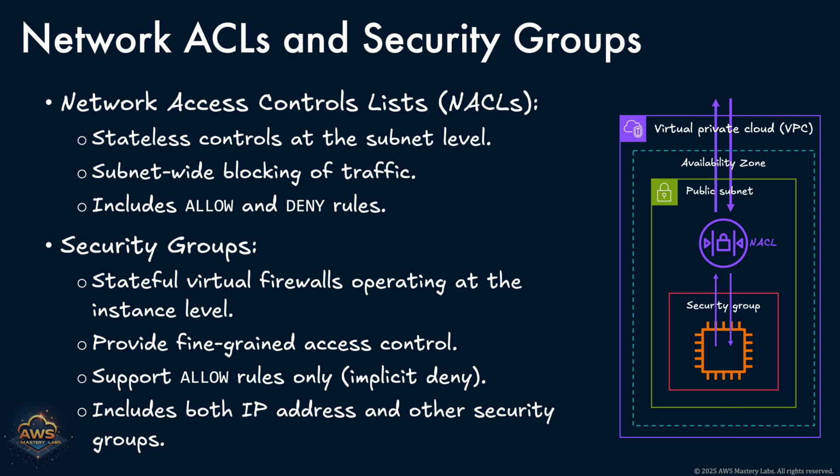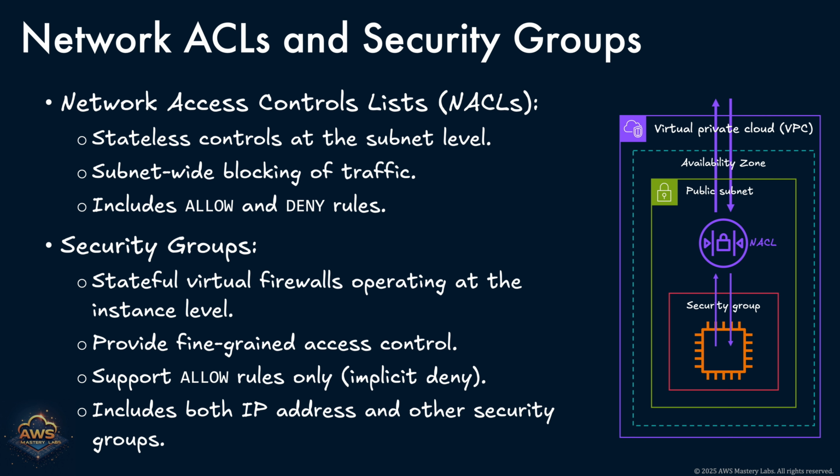Security groups follow an implicit deny model, meaning only explicitly allowed traffic is permitted. They're ideal for fine-grained access control, such as controlling which ports or IPs can reach an EC2 instance. NACLs, on the other hand, are stateless filters that apply at the subnet level. Every inbound and outbound rule must be defined explicitly.